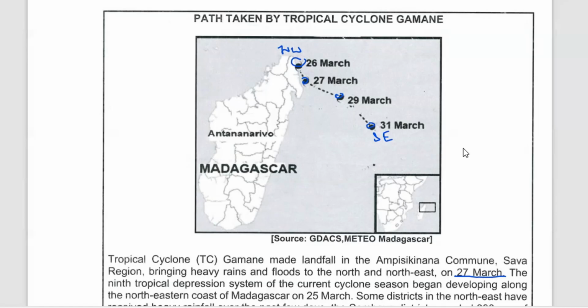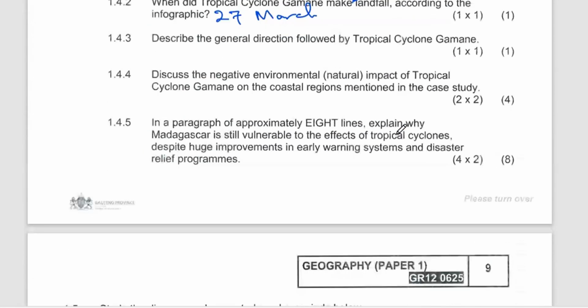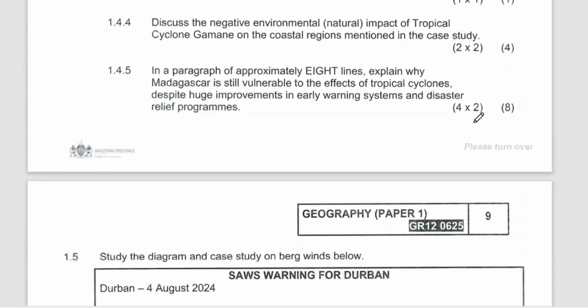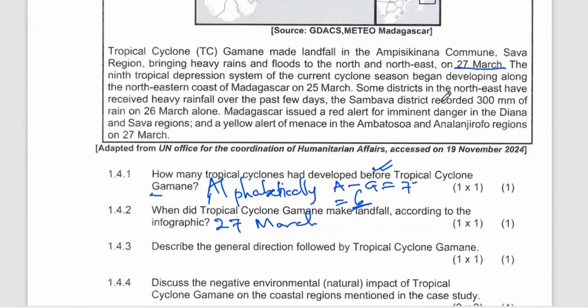That was the movement direction of that tropical cyclone from 26 March until it got to 31st of March. Right. Discuss the negative environmental or natural impact of tropical cyclone Khamani on the coastal regions mentioned in the case study. Right, if we try to check the impact here on the coastal areas, it says began developing along the northeastern coast of Madagascar. Some districts in the northeast have received heavy rainfall over the past few days.